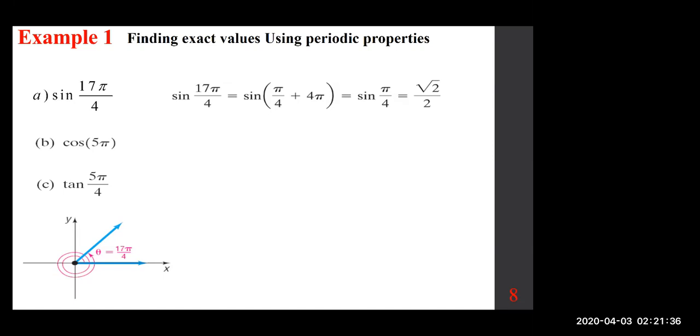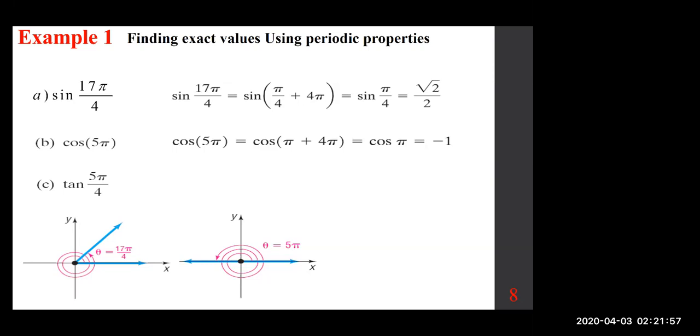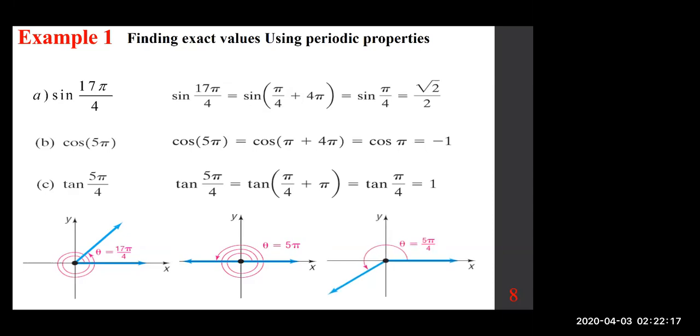What about cosine 5 pi? Cosine 5 pi, we can take out again multiples of 2 pi. That means you can take out 2 pi or 4 pi and so on and so forth. 5 pi, we can take out 4 pi, and it gives us only pi. Cosine of pi, a common arc, is -1. In the case of a tangent, if you recall, the period is only pi. So if we take out the pi, it gives us pi over 4, and we should know the answer.